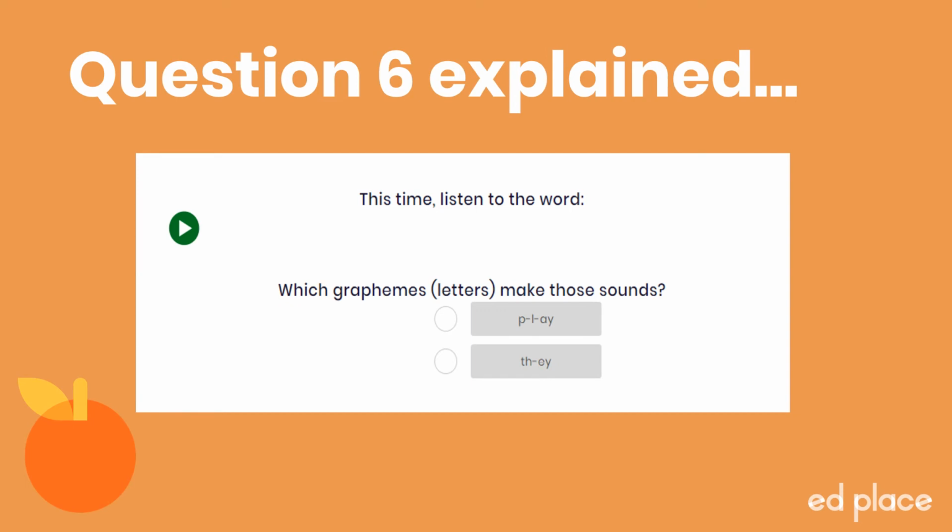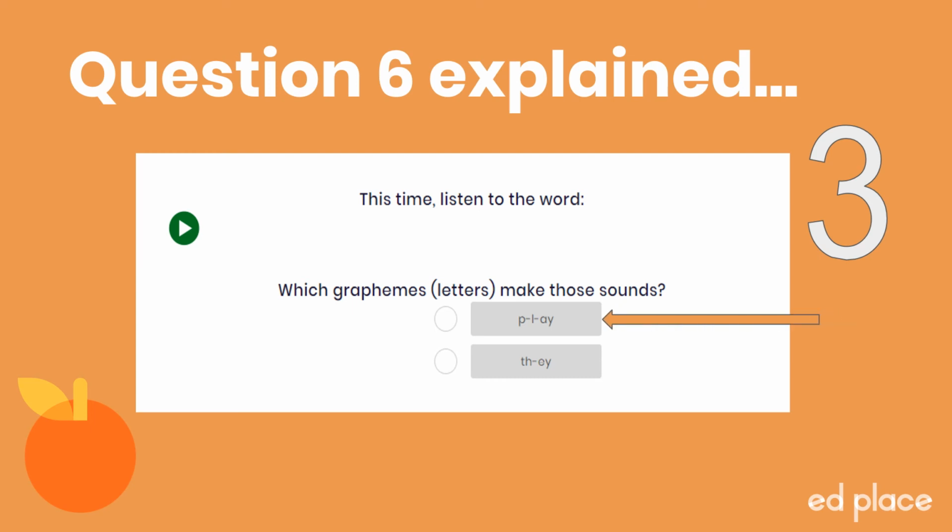In this question, we need to listen to the word and then spot the letters that spell that word. Listen carefully and say it out loud to yourself. You need to break the word up into single sounds. How many sounds are there? 3 sounds. The first sound we hear is P. Option 1, play, starts with the P sound. Now we just need to make sure that the rest of the sounds match the rest of the letters in the word play. They do.